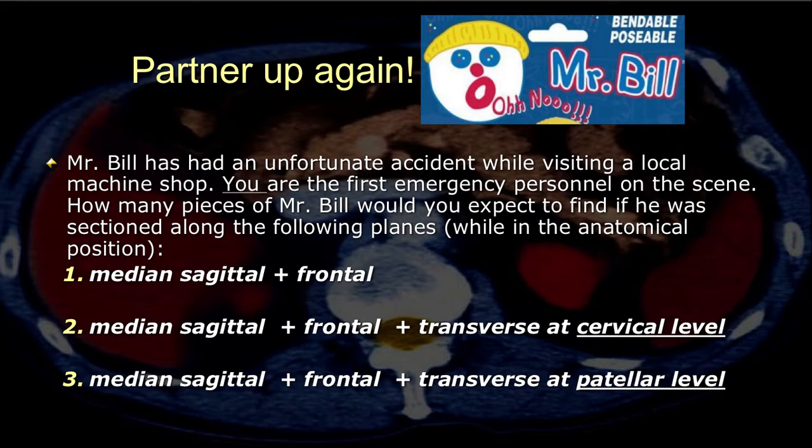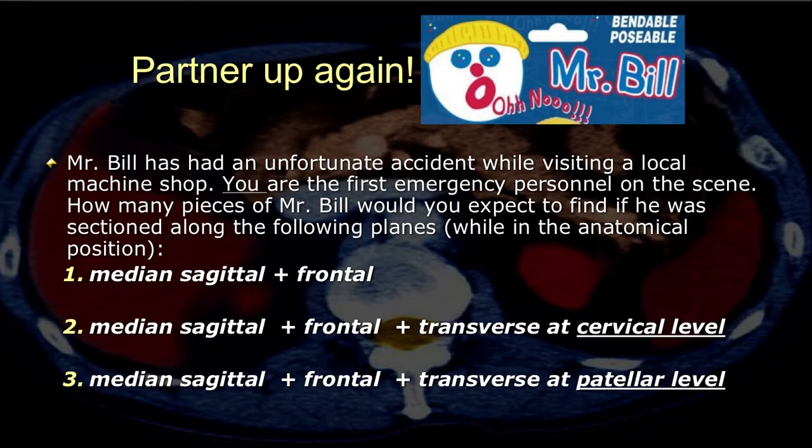All right. Number one. First, we're going to cut Mr. Bill at a median sagittal. How many pieces will we have of Mr. Bill? 2. What type of pieces are we going to have? A right and a left. So now we have a total of 2 pieces.